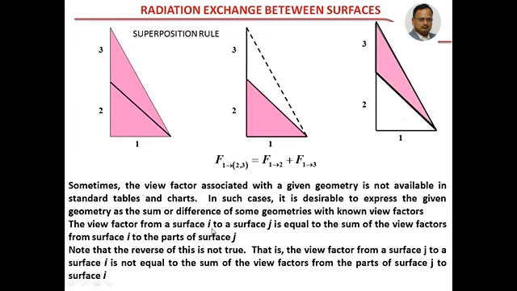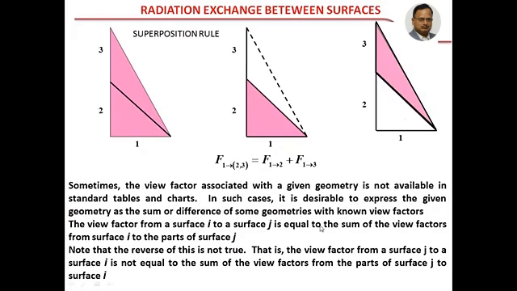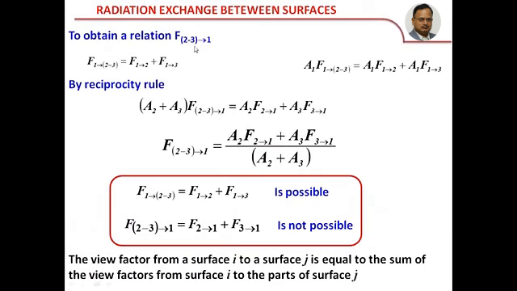So the view factor from a surface i to a surface j is equal to the sum of the view factors from surface i to the parts of surface j. Of course, you have to be very careful here. The reverse of this rule is not true. That is, the view factor from a surface j to a surface i is not equal to the sum of the view factors from the parts of surface j to surface i.